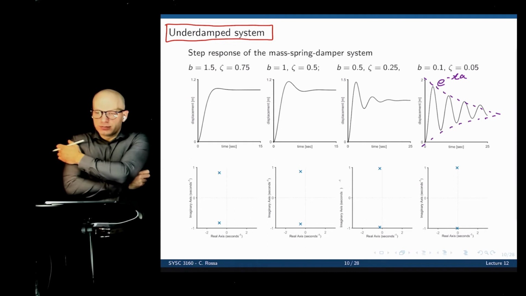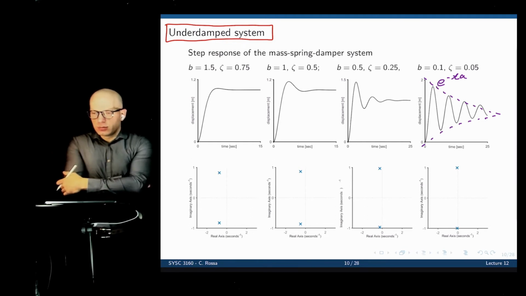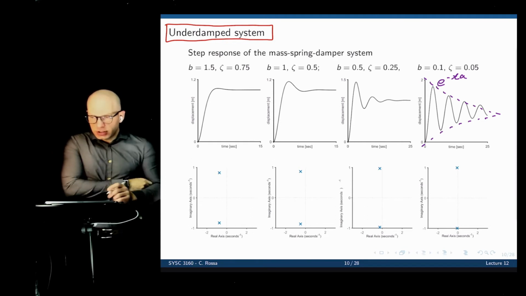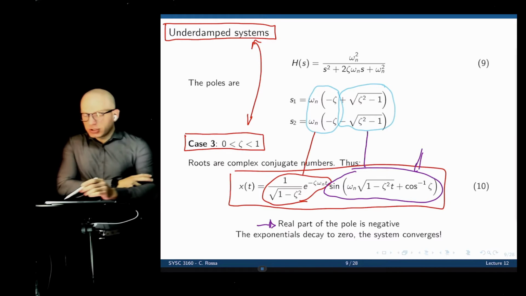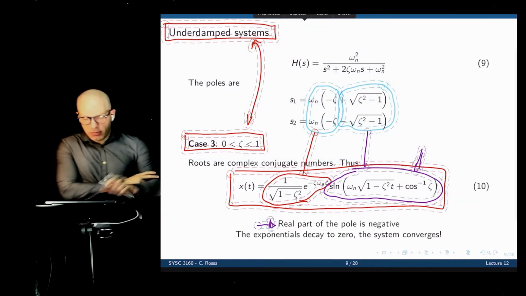Any questions here? What did you say about oscillations again? Where do you see the oscillations? You said something about oscillations being because of real numbers. The oscillations are because of complex numbers. So let's go back here.